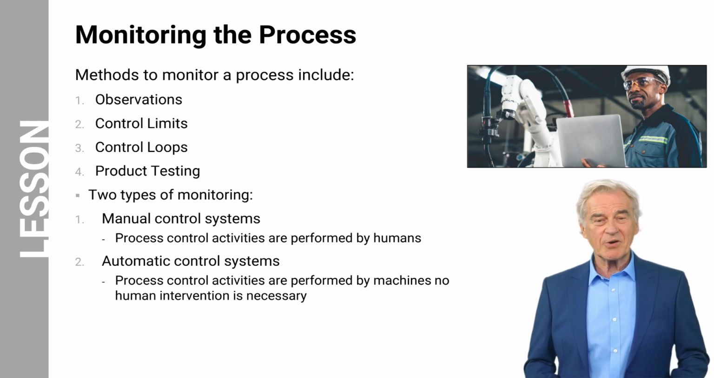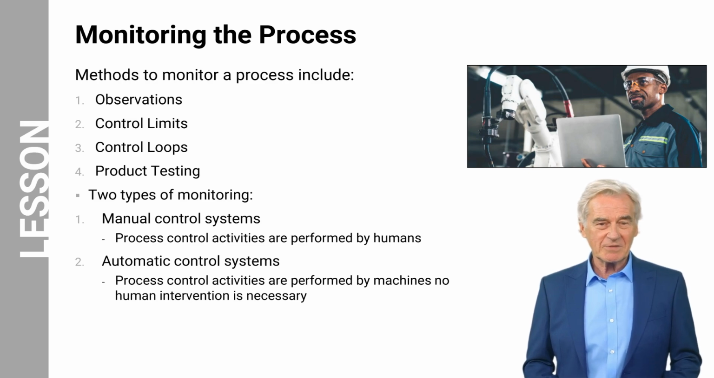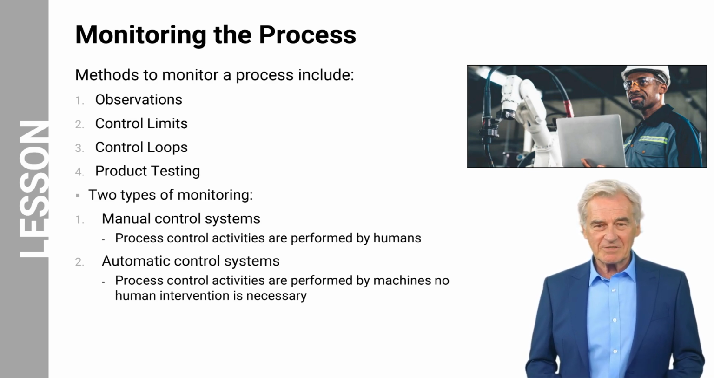Additionally, process control activities can be performed by humans, referred to as manual control systems, or by machines with no human intervention necessary, also known as automatic control systems. Ways to monitor processes may be both manual and automatic depending on the method.